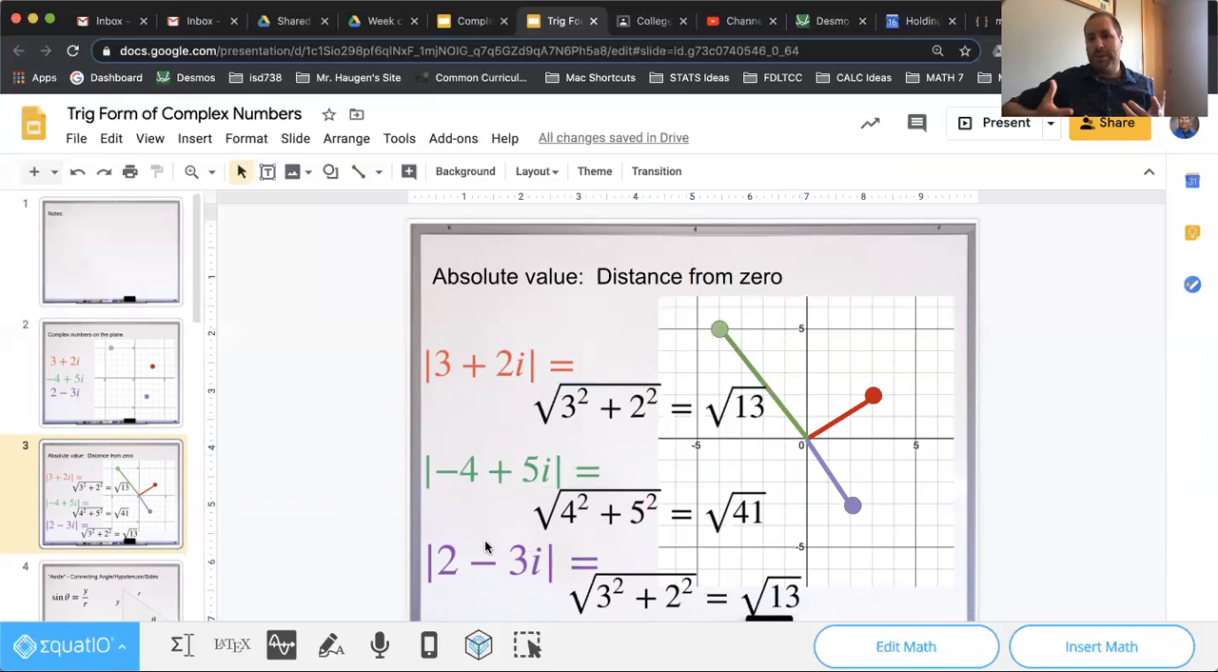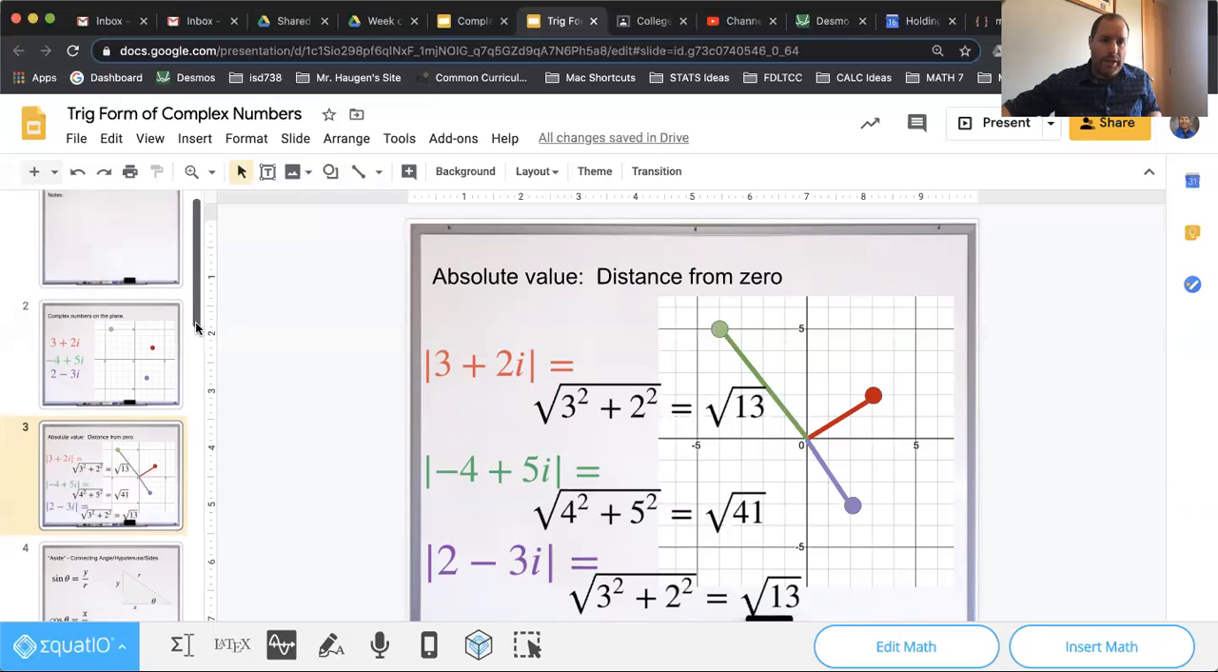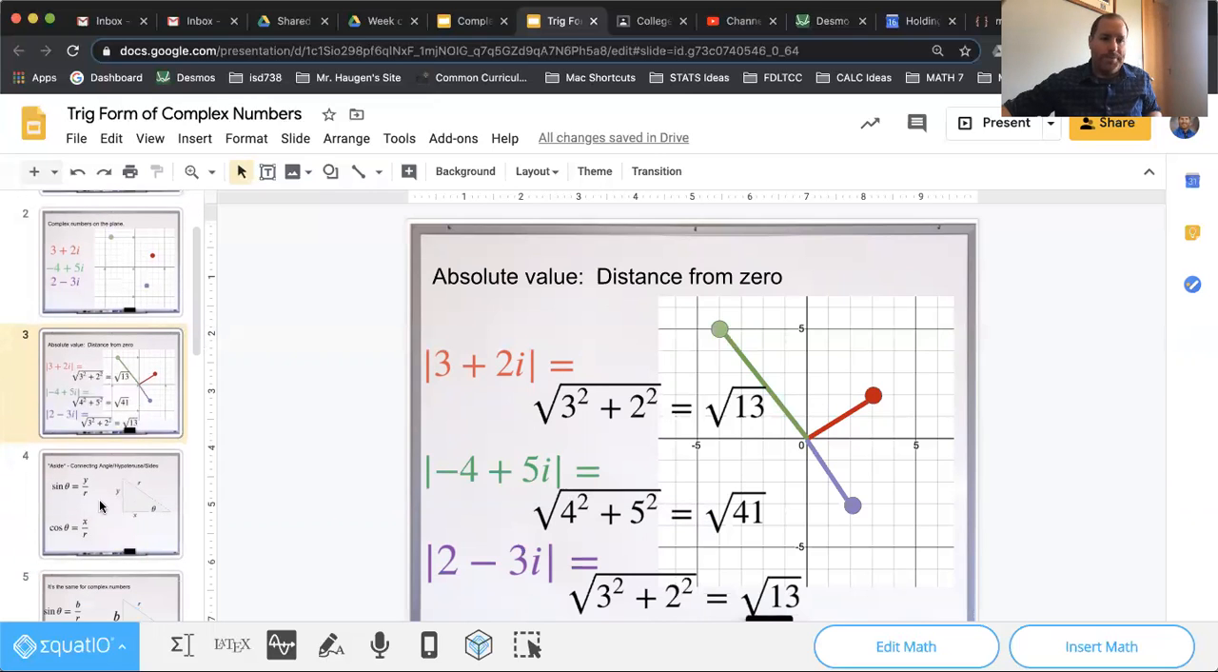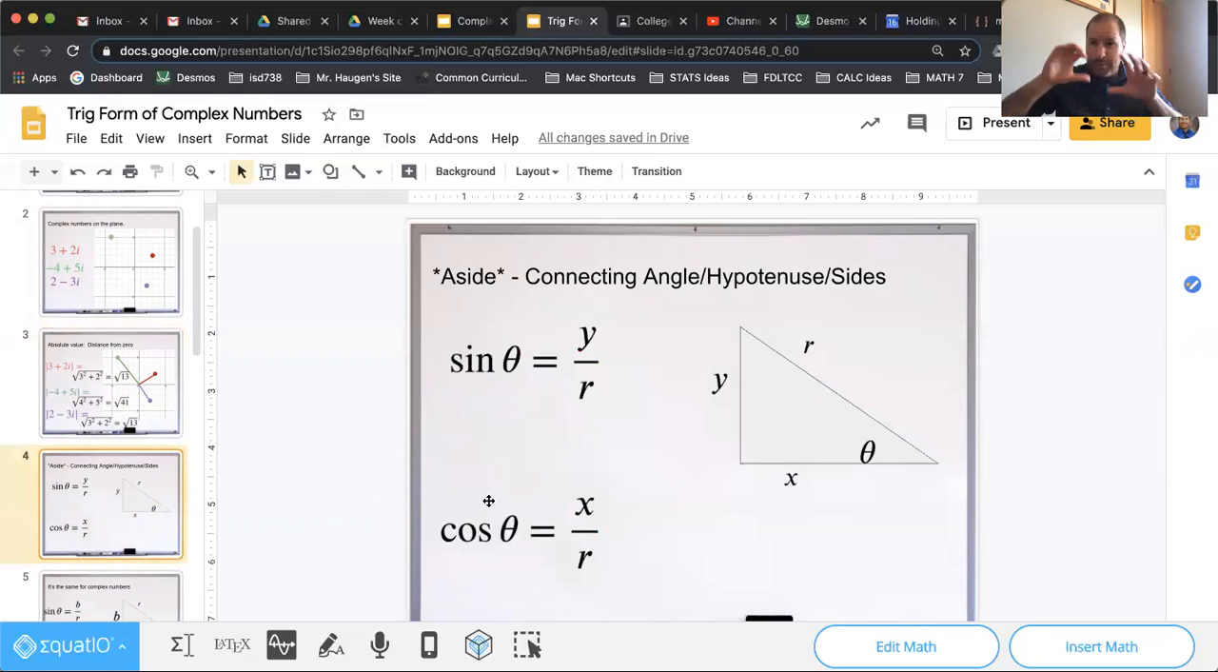So that part's not too bad, but that's the hypotenuse, or the absolute value, or sometimes called the radius, because that's kind of like going around a circle. So at times the absolute value can also be called the radius of a number as well.